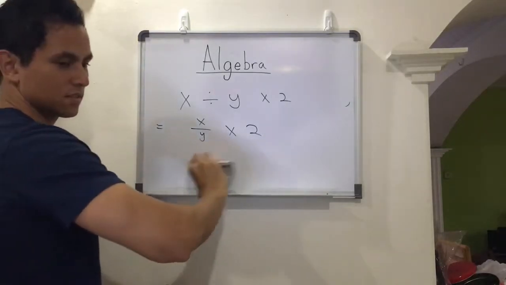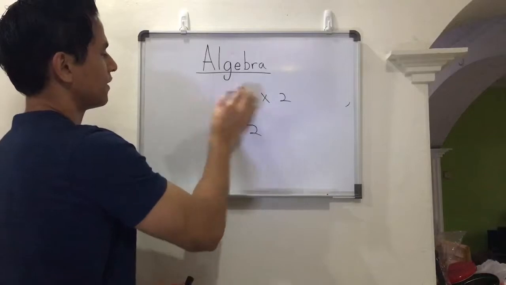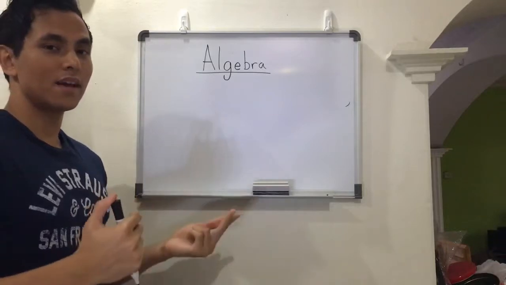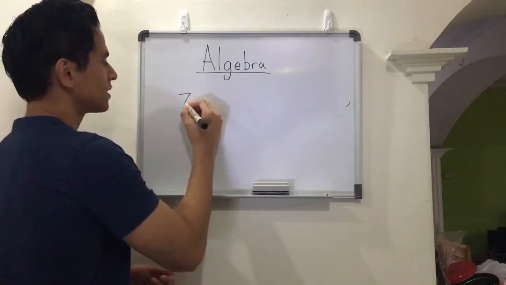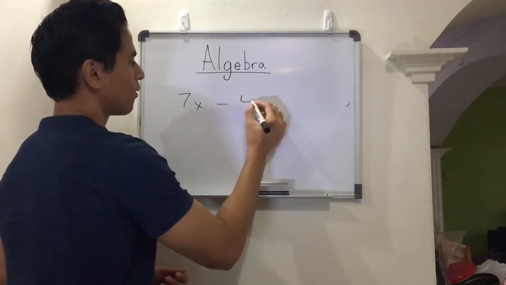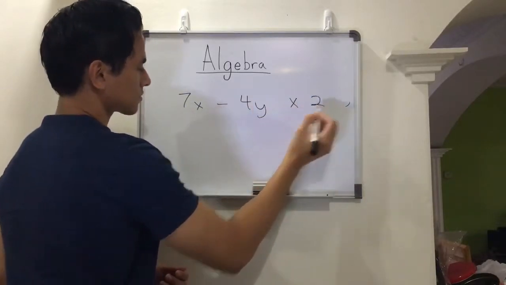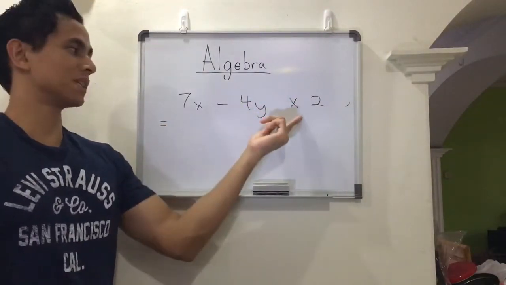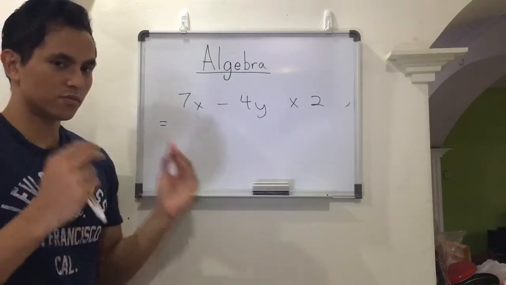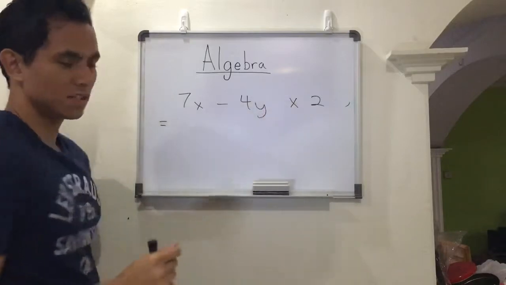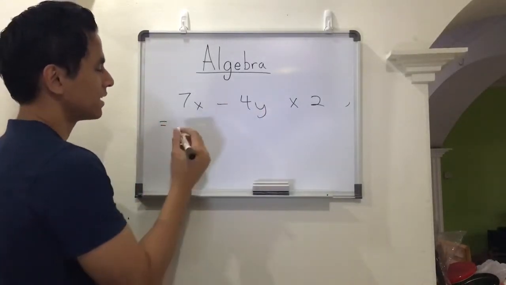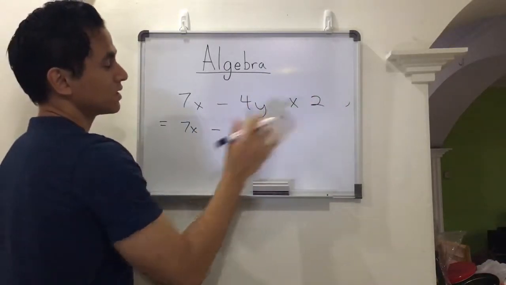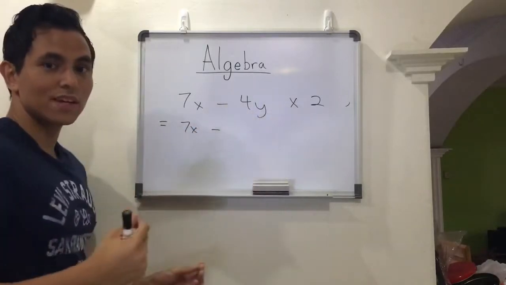Next, let's move on. What if there were 2 variables, a minus and a multiplication? So 2 variables, 7x minus 4y times 2. So there are 2 variables and subtraction and multiplication. In this case, recall that multiplication goes first. So we're going to just copy down this 7x minus part, as we are going to actually just work on this area here first. So this part here will just give us 4y times 2, giving us 8y.